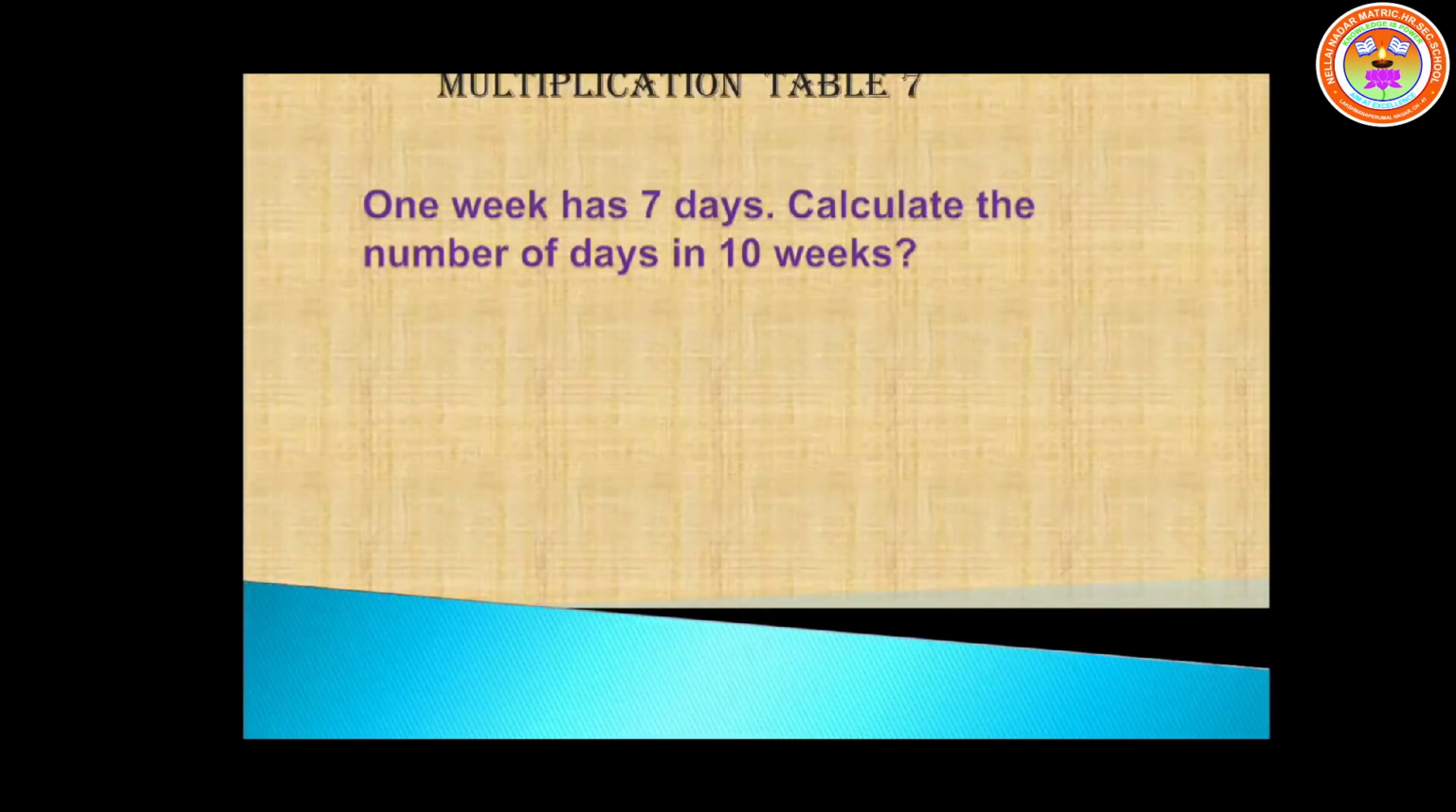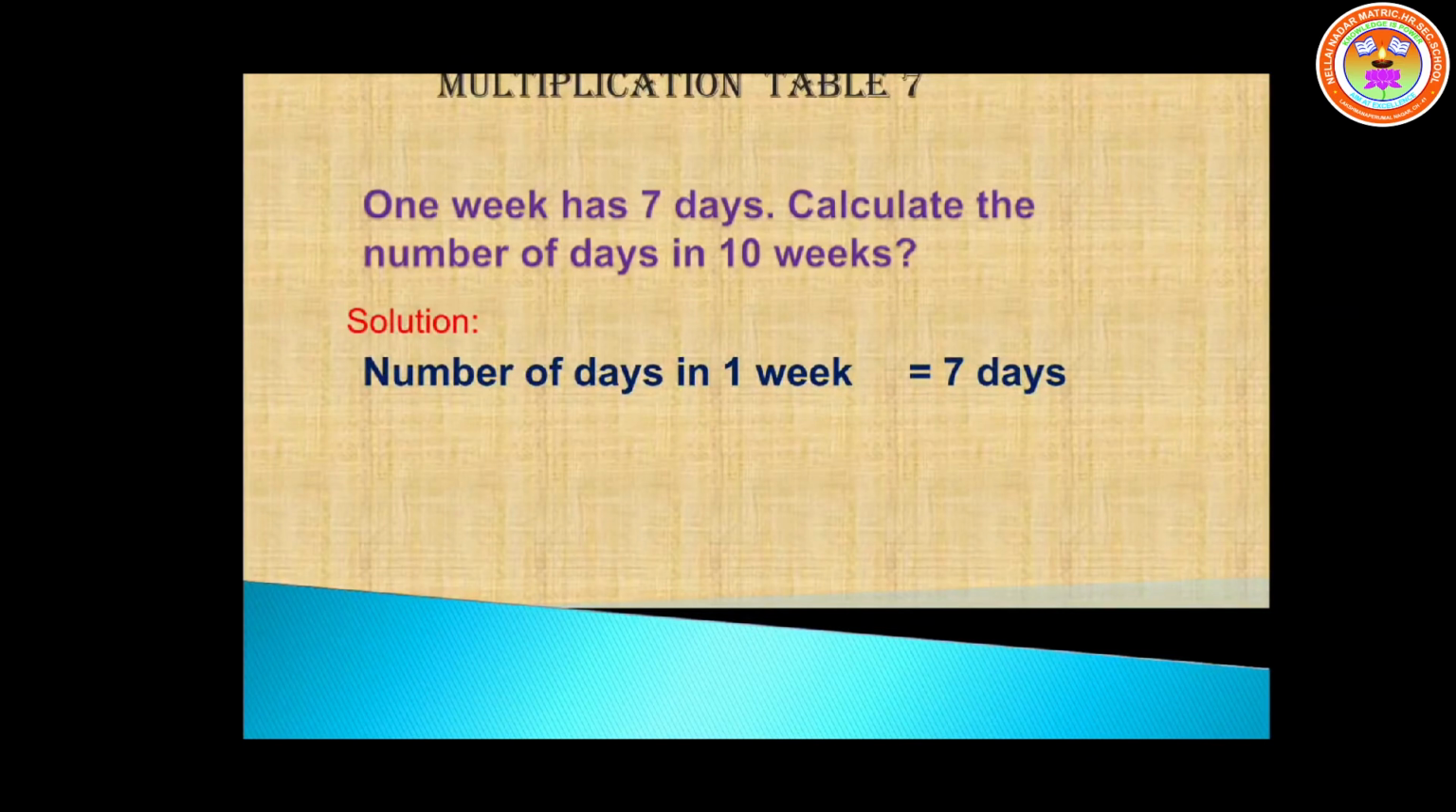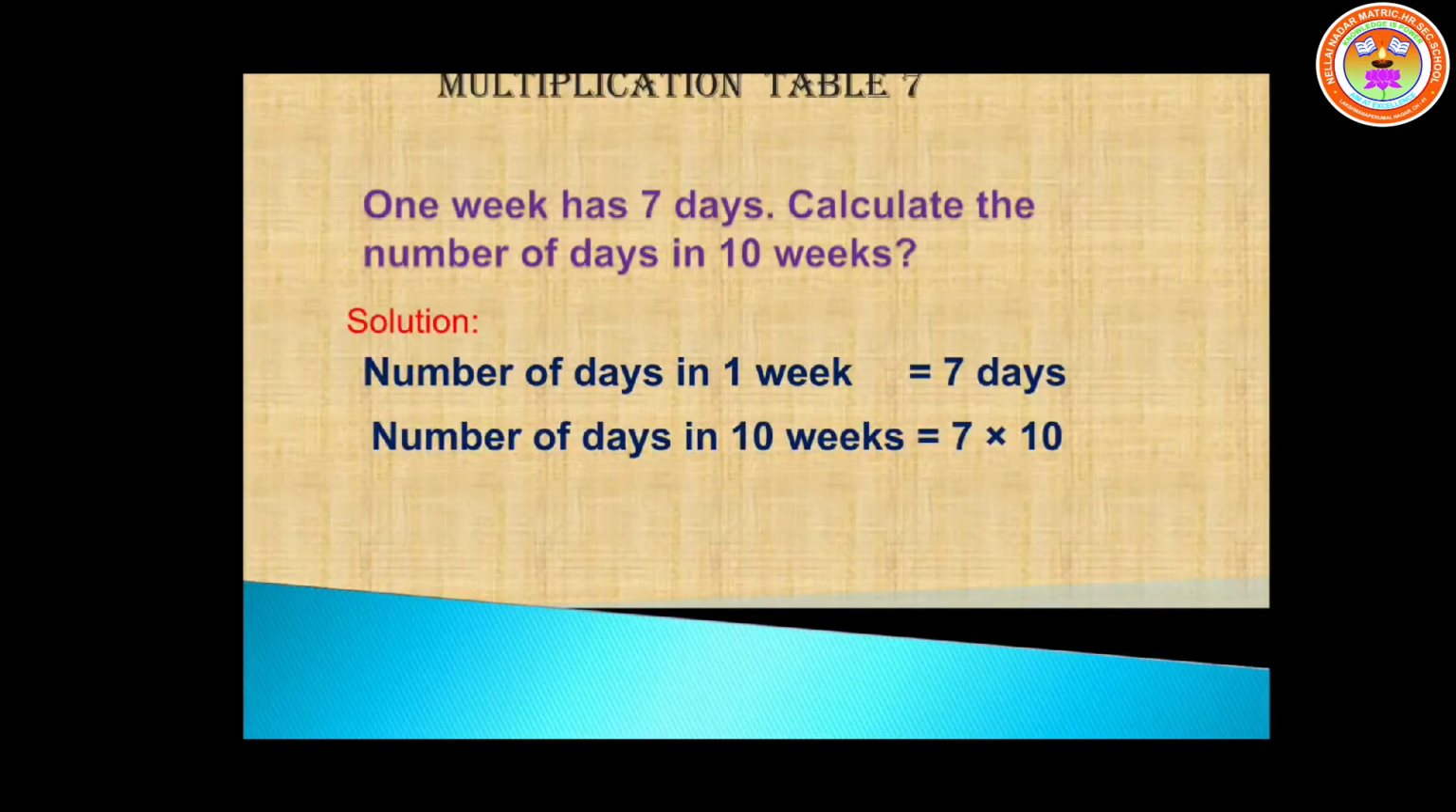So let us move on to the solution. It is given that 1 week will have 7 days. So the number of days in 1 week is equal to 7 days. I should find the number of days in 10 weeks. So the number of days in 10 weeks is equal to 7 into 10. 7 is the number of days and 10 is the number of weeks. So for this I should know the 7 tables. So 7 into 10 is 70. So there are 70 days in 10 weeks.